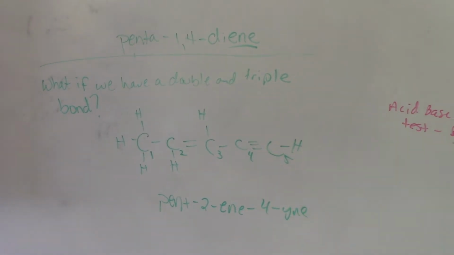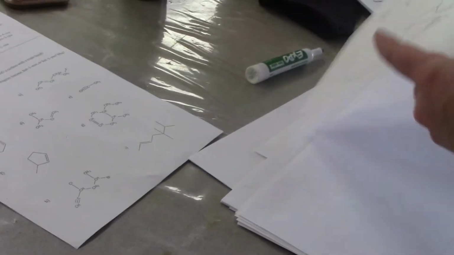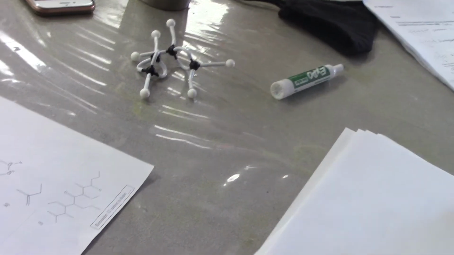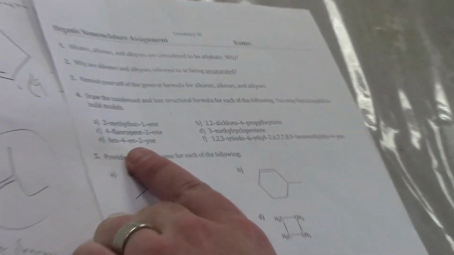All right, so let's look at these. We're almost done here, guys. Okay, let's look at some of these dienes and all that fun stuff, and alkynes on your chart, and then I'll conclude the lecture. So let's go back here. Let's go back to question 4. Okay, and let's look at E.